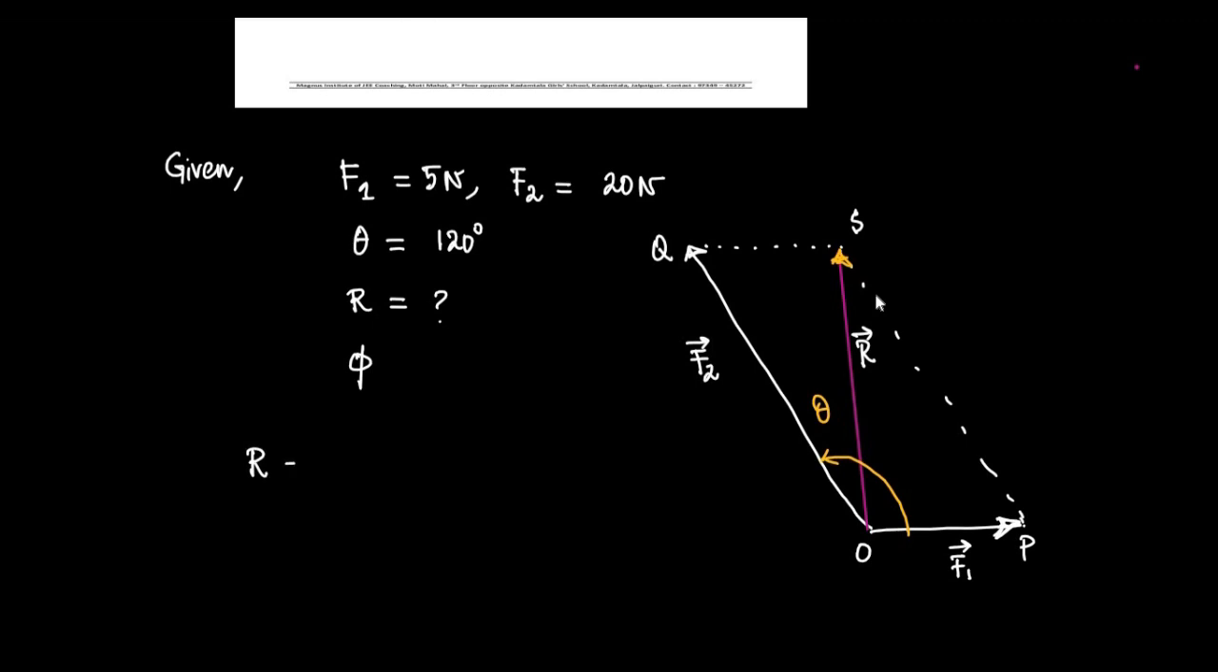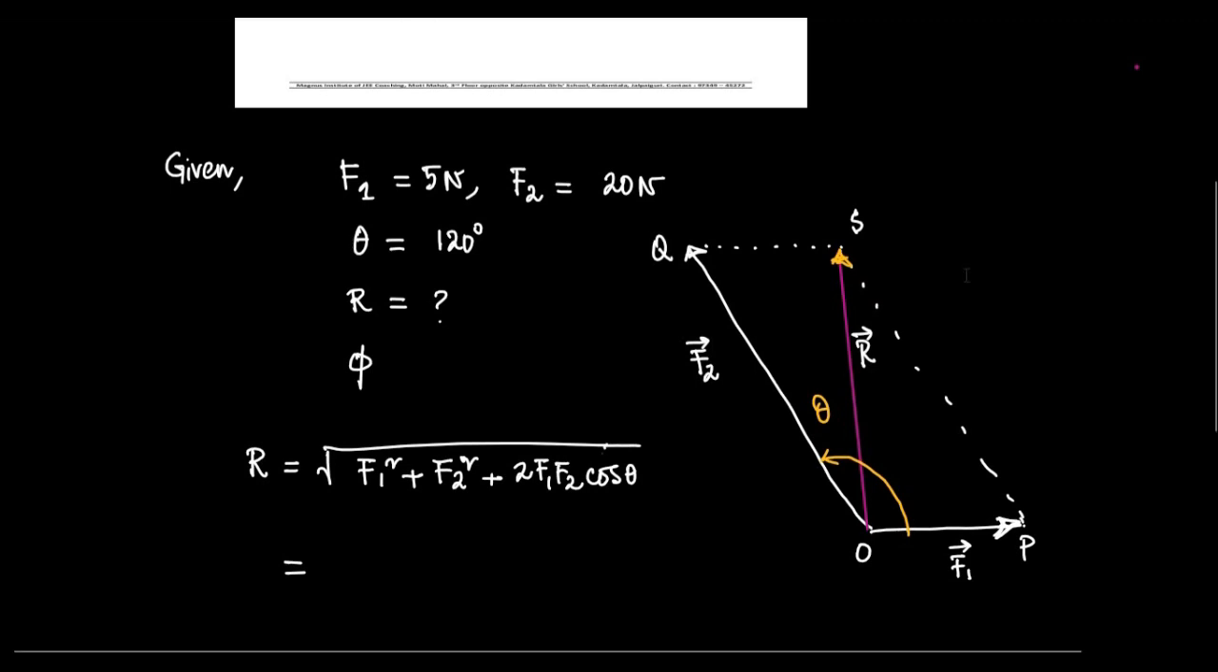and two forces are acting at an angle 120 degree. That's why theta equal 120 degree, and R equal root over F1 square plus F2 square plus 2 F1 F2 cos theta. R is equal root over F1 square plus F2 square plus 2 F1 F2 cos theta.